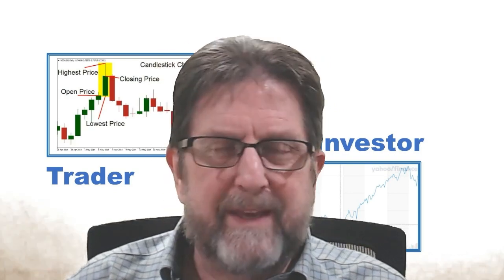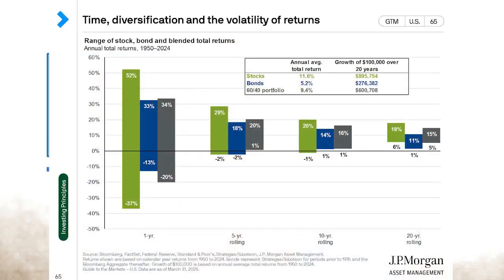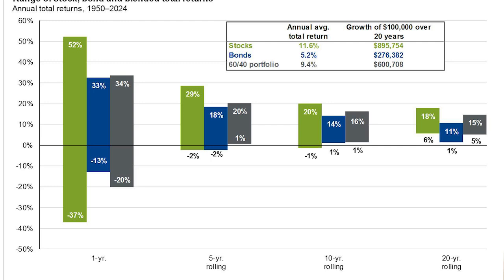This slide shows how time in the market has benefited people in the past rather than timing the market. The green bars represent the stock market, the blue bars the bond market, and then the gray bars would be a blend, a typical 60-40 portfolio, maybe for a retiree, 60% stocks, 40% bonds. In any one given year going all the way back to 1950, it shows how you could have been down 37% in the stock market or up 52%.